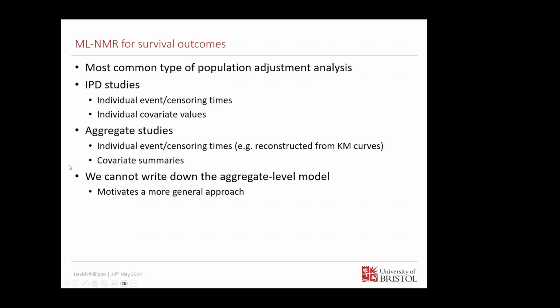But we can't fit this MLNMR model that we wrote down previously because we actually can't even write it down. We can't write down the aggregate level model, and that's partly due to the censoring and everything that's going on in here. It really frustrates any attempt to write down this model at the aggregate level. So it motivates a more general approach.